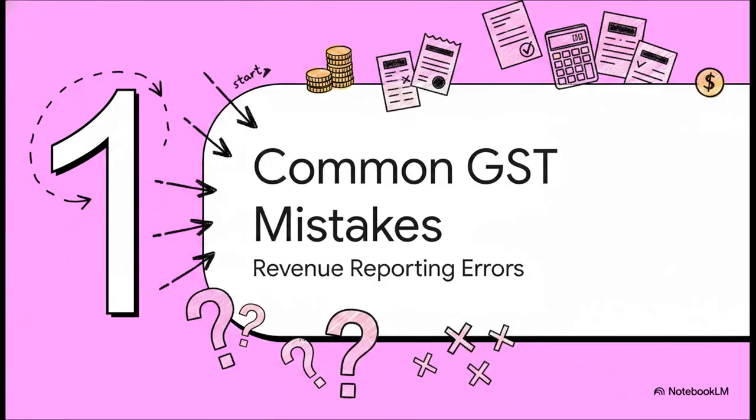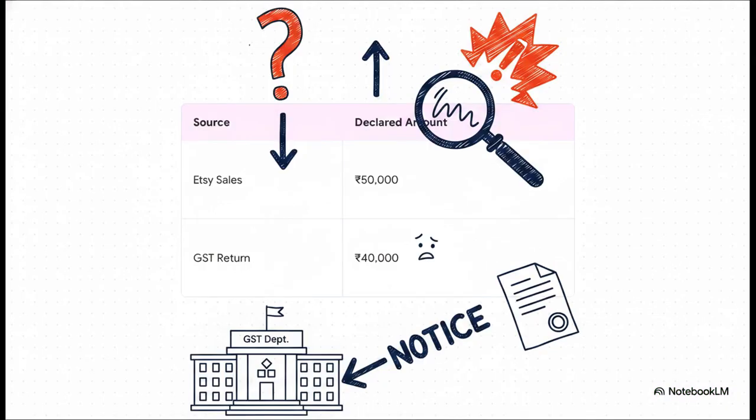All right, kicking things off with Section 1, Common GST mistakes, specifically focusing on revenue reporting errors. These are the classic day one stumbling blocks. So mistake number 1 is underreporting or overreporting your turnover. Say your marketplace report from Etsy shows you made 50,000 rupees, right? But then on your GST return, you only show 40,000 rupees. That 10,000 discrepancy isn't just a tiny oops in your accounting, it is a massive red flag. When the GST department runs their automated checks, that difference is absolutely getting flagged and it leads straight to a notice. Your declared sales literally have to mirror your actual marketplace reports.